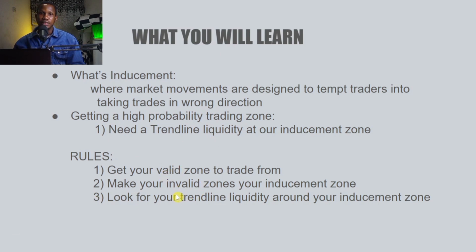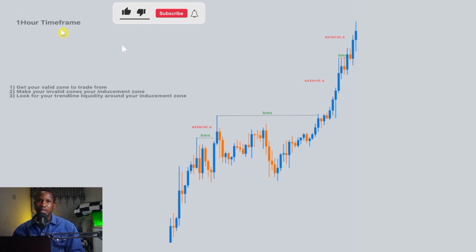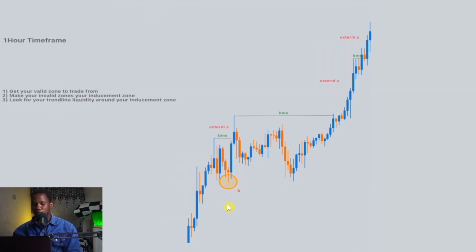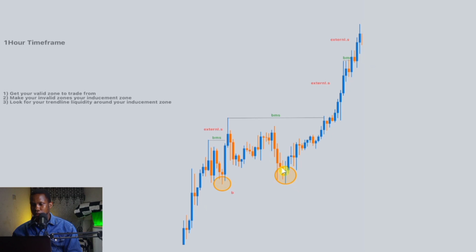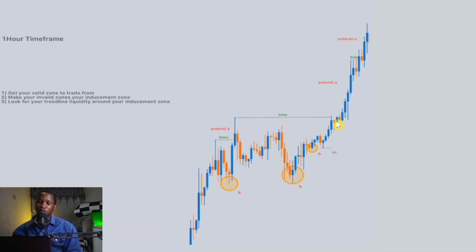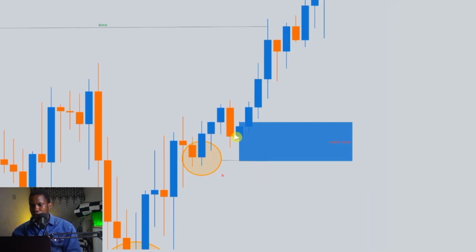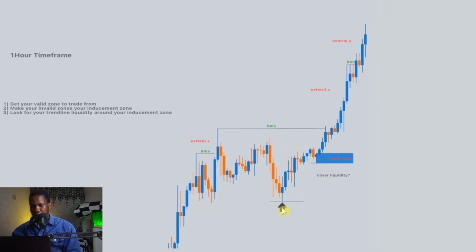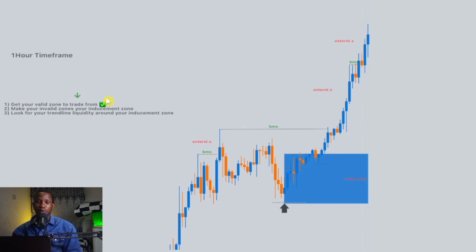Let's try to put this in live price. This is the 1 hour time frame of EURUSD-GBPUSD. So here are our rules. Number one is get your valid zone to trade from. Our first zone we're looking at is balanced. This one is balanced out of this next level, and the only valid zone we have is this level, which is unbalanced. Why? Because before this market movement to the upside, it didn't tap this level. Can you see it is unbalanced? I'll map out this zone here and cover the liquidity to here, and that completes number one, right?